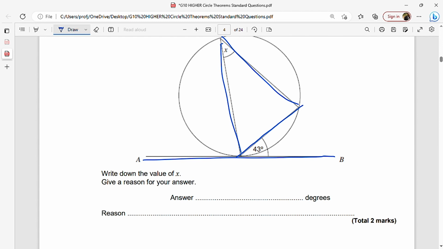Do you understand? That's why x here will be equal to 43. X equals 43, angle in alternate segments. If you look at it from this side, this angle will be equal to this angle, because this line that you are seeing here, the angle built on it is this way and this way as well. So x is equal to 43 degrees as well. We move on to the next question.